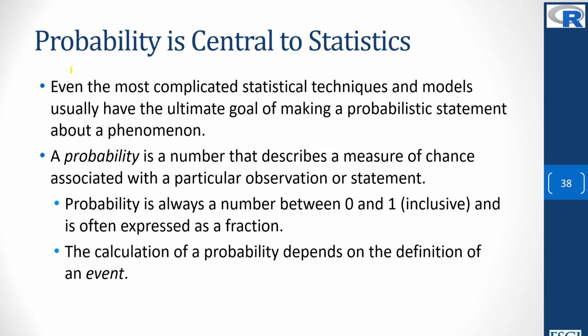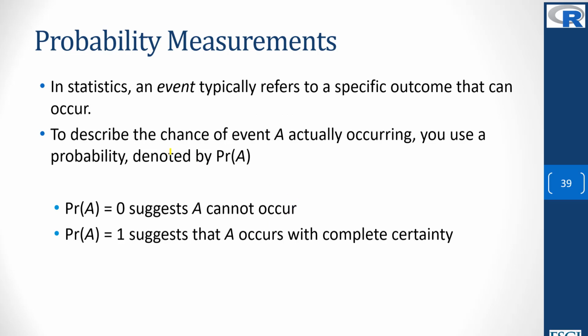One of the major goals of statistics is obviously calculating probabilities about things that are going to happen. The formal definition of a probability is a number that describes the possibility that something's going to happen or not based on one or more observations. It's always a number between 0 and 1, inclusive, and it's usually expressed as a fraction. To calculate probability, we need to have an event. So an event is an outcome that can occur and that we can measure, and then to describe the chance of an event happening, we use the probability, abbreviated as PR, of an event A.